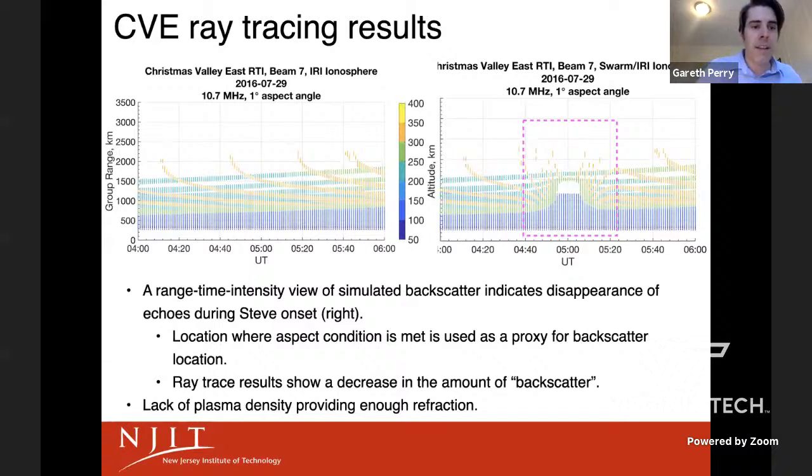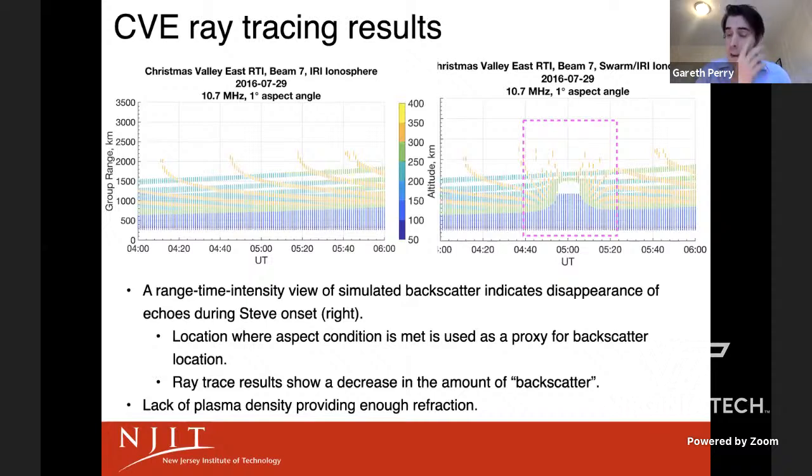So on the left is a range-time-esque output from this ray trace model, where you have group range along the vertical axis, and then your time in UT for this July 29, 2016 event along the horizontal axis. And you have all these plots that are color-coded by the altitude of where our echoes are. That's where the K dot B is equal to 0 or close to 0. And then on the right is when we faded in and out that Swarm-constrained IRI ionosphere.